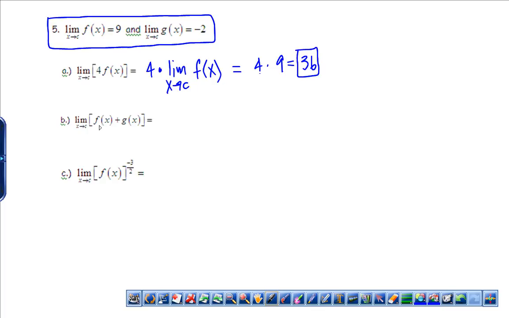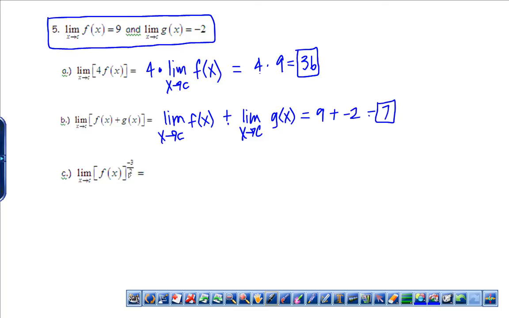Okay, here your f function, so the limit as x approaches c of f of x plus the limit as x approaches c of g of x. So your f is going to be 9 plus your g, which is -2, so this would be 7.